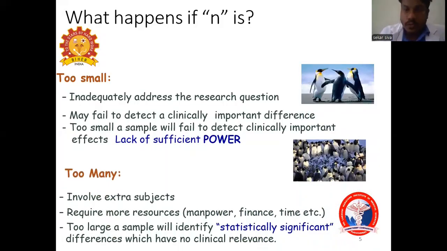If the sample size is too large, it involves extra subjects, and they require more resources, manpower, finance, time, and so on. If the sample size is too large, a sample will identify statistically significant differences which have no clinical relevance. It will give the type 1 error. So we have to choose the sample size appropriately for our study settings. Otherwise, it leads to errors.